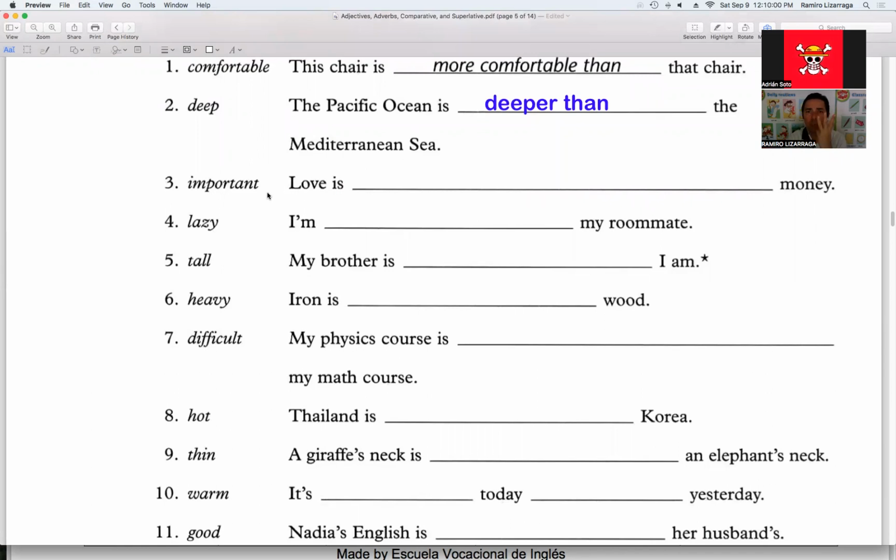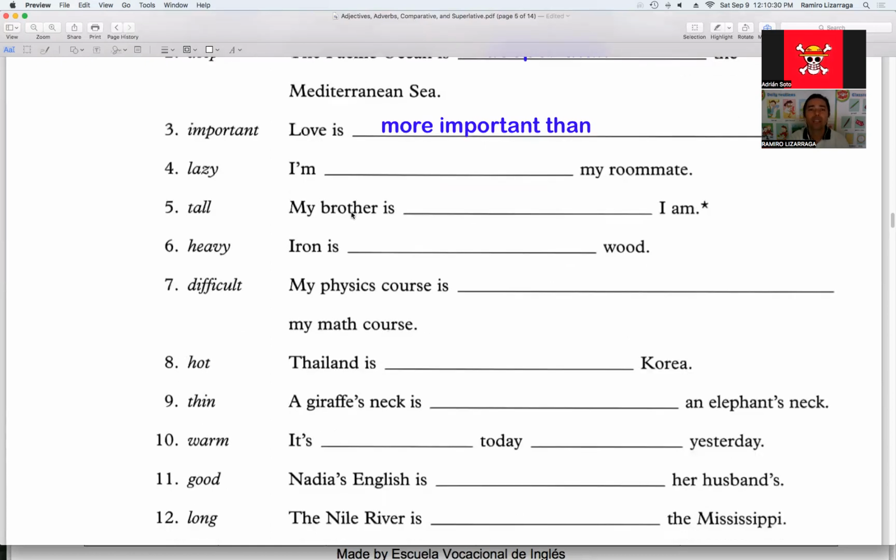Important, 3 syllables. Adrian, go for it. Love is more important than money. Very good, and it's true. Love is more important than money. Totally true, guys. Okay, who's next?